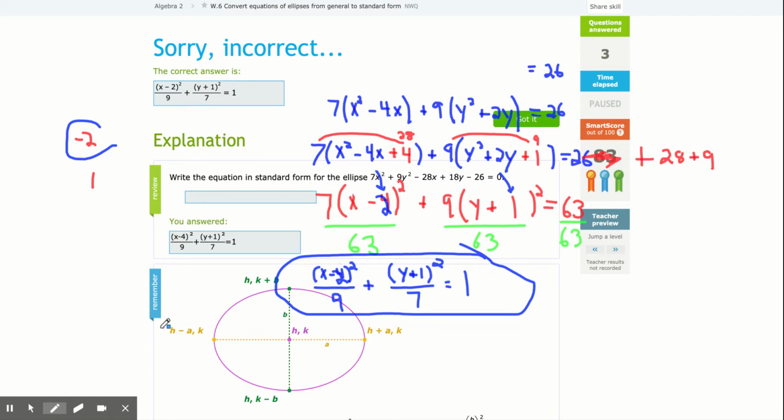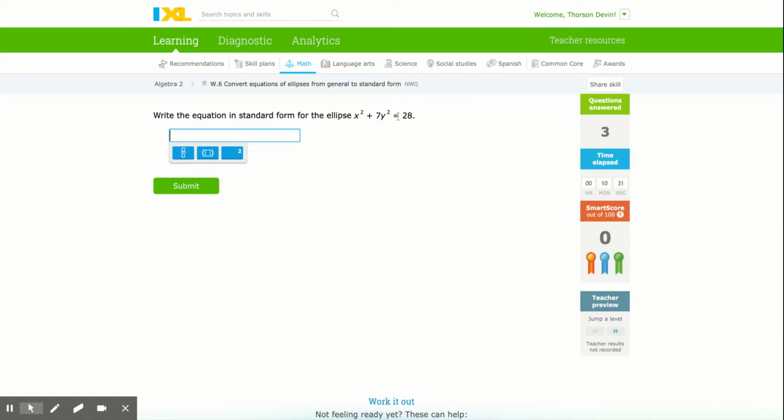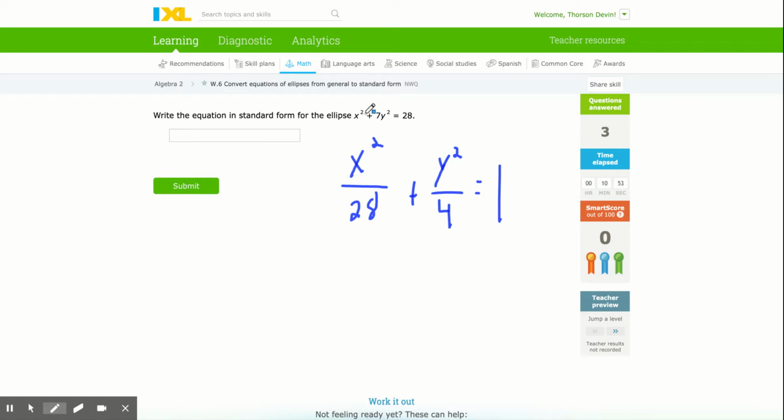In other words, if you don't have a y squared or an x squared term, what I mean by that is if I go back, I know some are much, much easier than that. Like this one here, just divide both sides by 28 and you get your final solution. There's no need to complete the square because there's no x term and no y term. It's x squared over 28 plus y squared over 4, because 7 over 28 reduces to 1 over 4, equals 1.